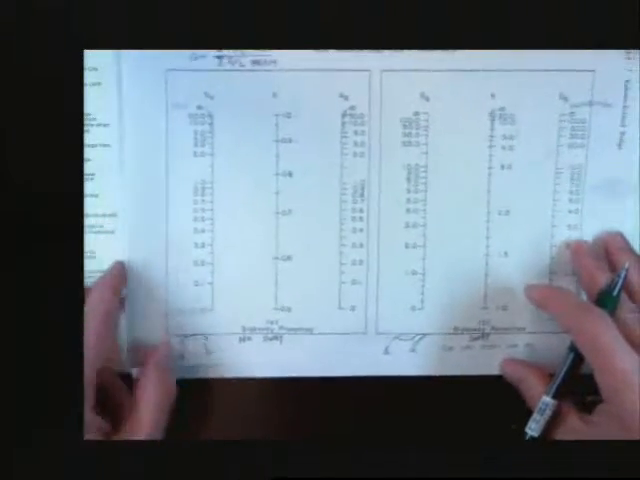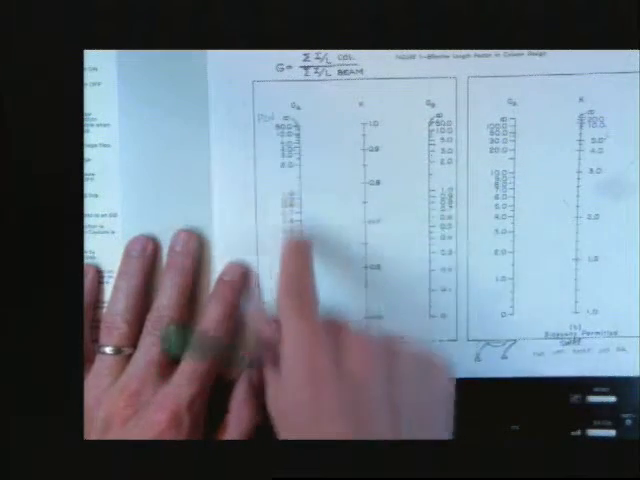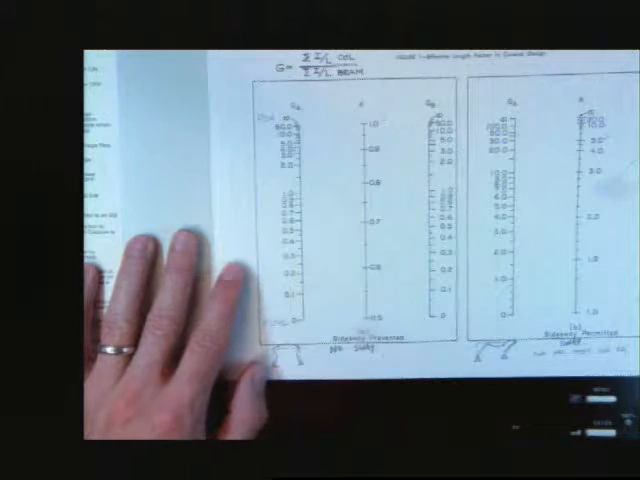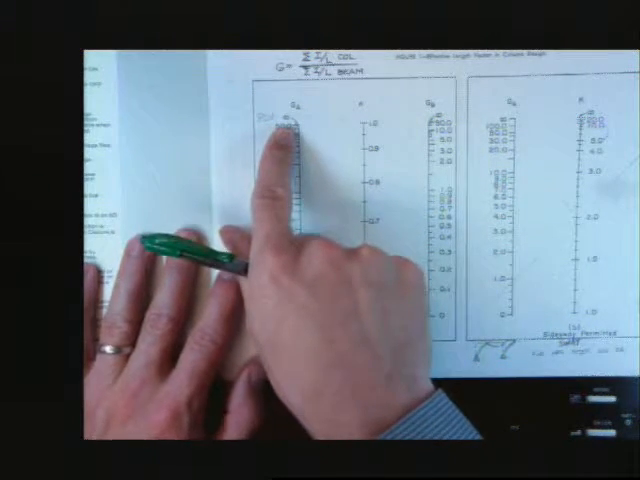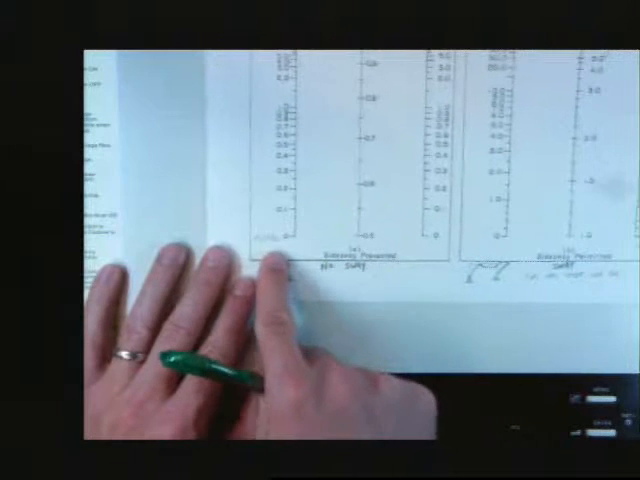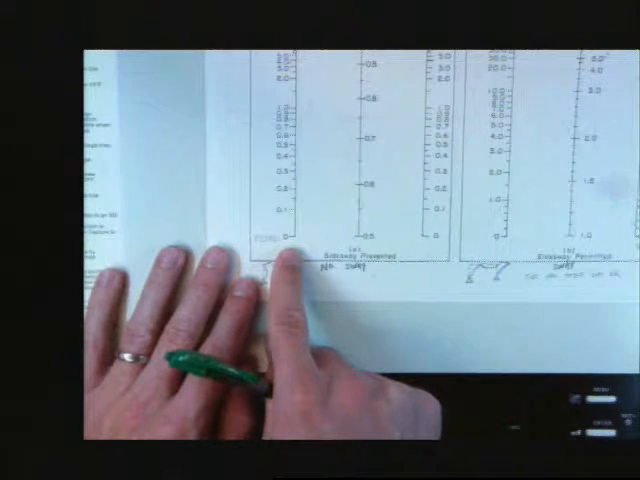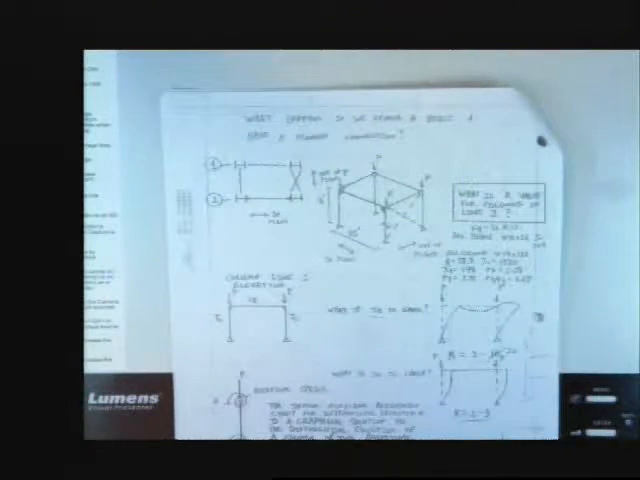So, we talked about these amazing tables, okay? And when we have things that are pinned, they have a higher G value, or they're more flexible. We would say a pin has a G value of infinity. When we actually have a fixed connection, we would have a G value of 0. Talked about that page. Booyah.